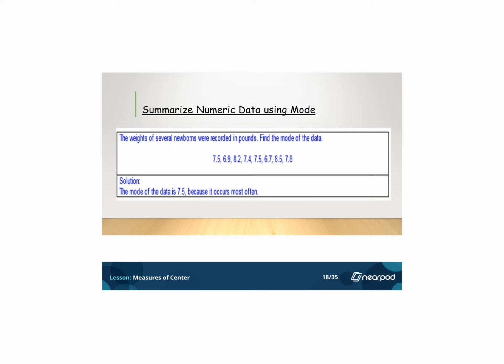So again, does 7.5 repeat? So we're going to underline it. Does it repeat? Yes, right there. Does 6.9 repeat? Let's look at them. No, cross it out. Does 8.2 repeat? Nope, does not. Does 7.4 repeat? Nope. Does 6.7 repeat anywhere else? Nope. Does 8.5 repeat? Nope. 7.8? Nope. So what number repeats the most? 7.5. So that is your answer right there. The mode of the data is 7.5 because it occurs the most often.